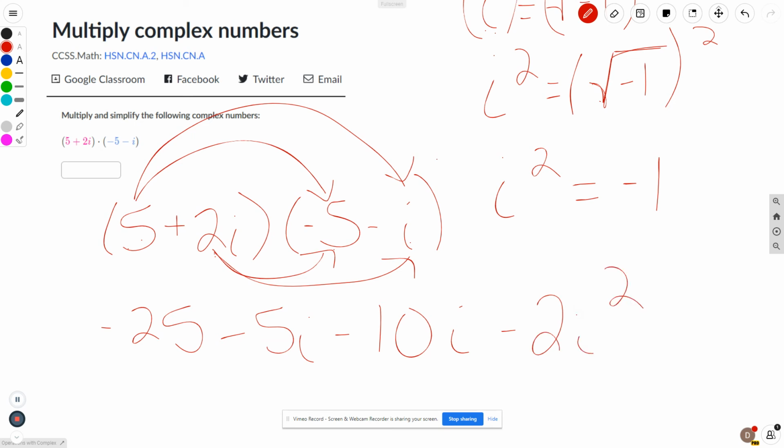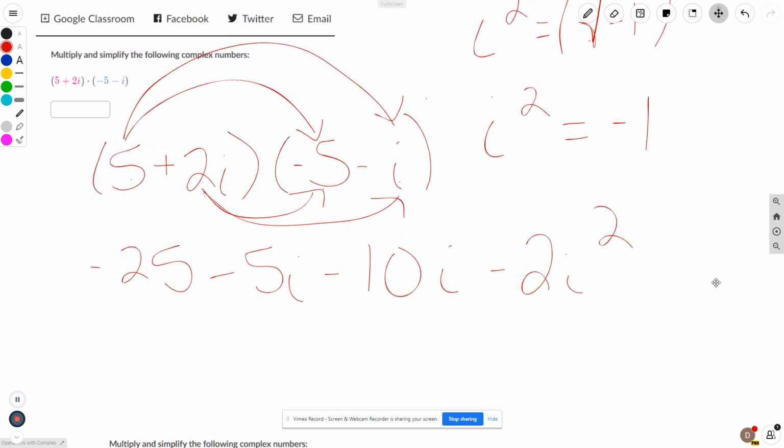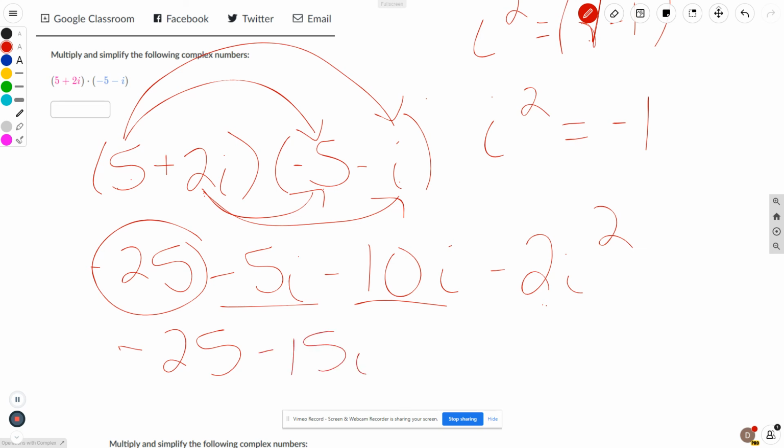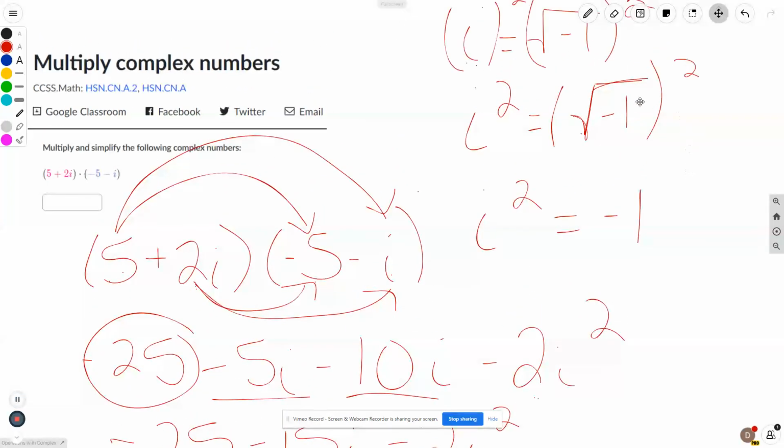All right, we're going to move on like i is a variable. It's not a variable, it's a number, but we also want to combine like terms here. So we have this real part, and then we have these two terms that have an i in them, and then we have one that has an i squared. We're going to get to that in a minute. So I'm going to do negative 25, negative 5i minus 10i is negative 15i, and then I have negative 2i squared.